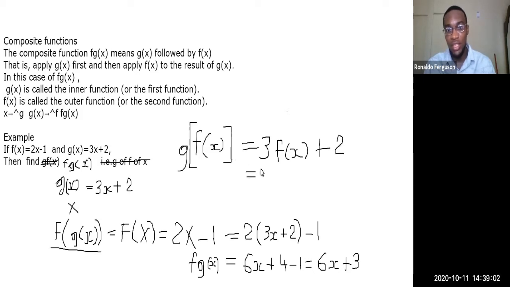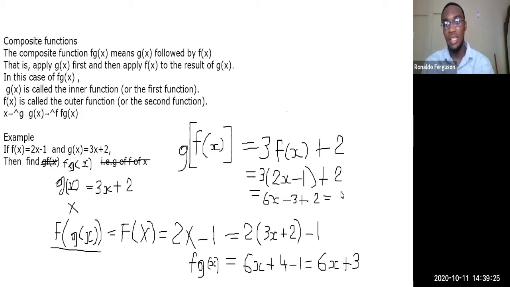So that's equal to 3 times what is f of x? F of x is 2x minus 1, plus 2. And so your gf of x works out to be 6x minus 3 plus 2. And this simplifies down to be 6x, minus 3 plus 2. What is that working out to be? That appears to be negative 1.